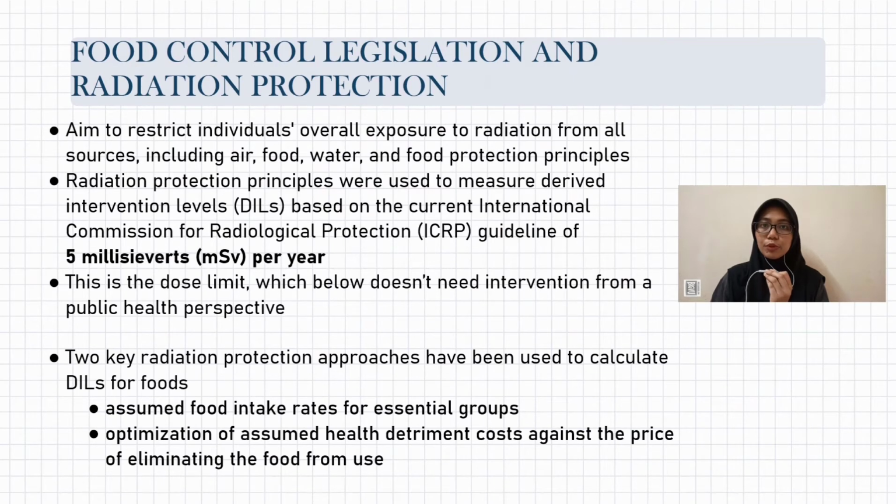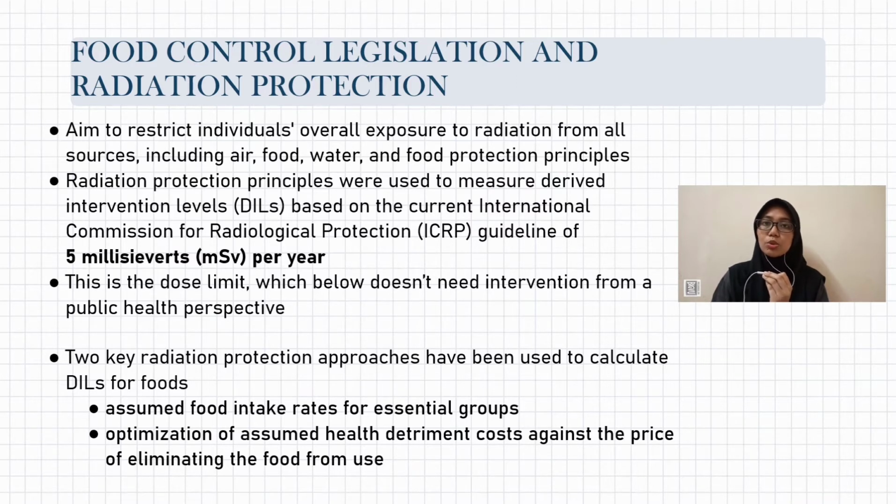Next is food control legislation and radiation protection. It aims to restrict individuals' overall exposure to radiation from all sources, including air, food, and water, and food protection principles. Radiation protection principles were used to measure derived intervention levels (DILs) based on the current International Commission for Radiological Protection (ICRP) guideline of 5 millisieverts (mSv) per year. This is the dose limit which below doesn't need intervention from public health perspective.